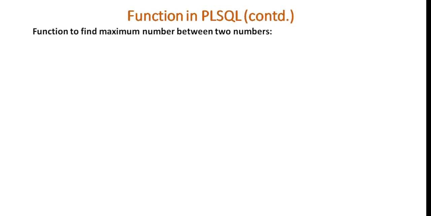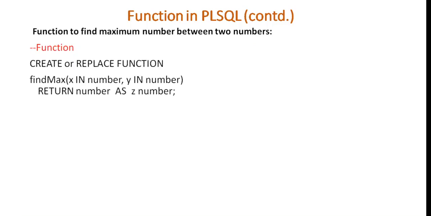Let's have some example. Function to find maximum number between two numbers. So my function is create or replace function find max. Find max is the name of my function, which receives one x parameter as an input. It receives one y parameter as an input. Okay, so two parameters are received by the function as an input by using in keyword. And this function is returning number type of value. Okay, that is the maximum number. So I have written return number. Function is returning number as z number. Okay, so function is returning number type of data as z.